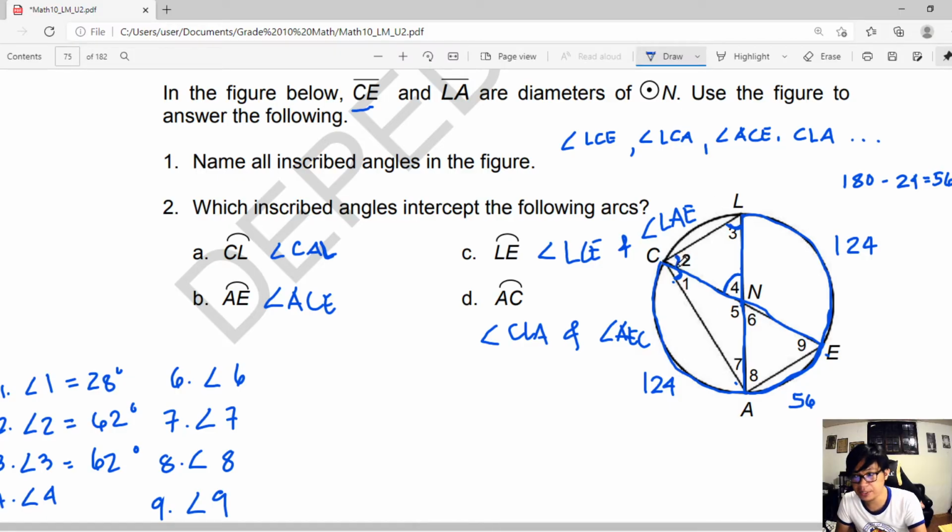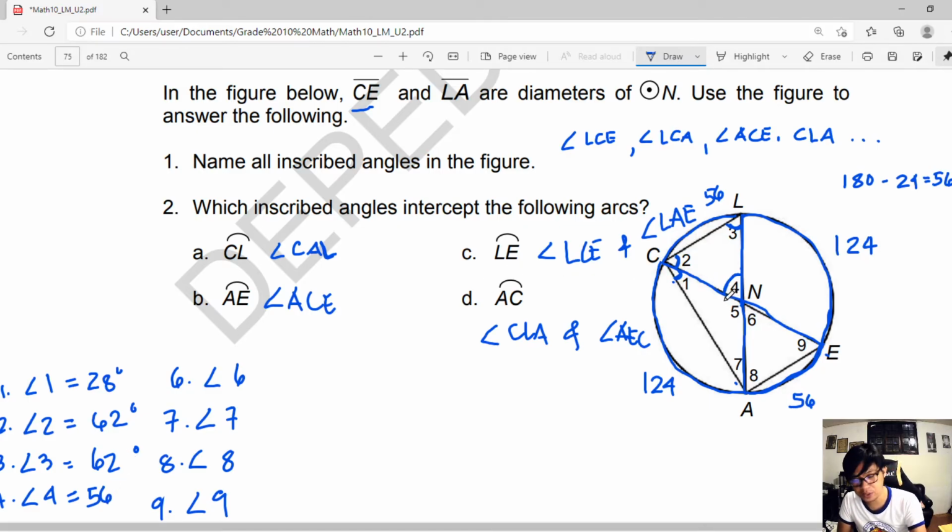Kung ma-remember nyo, di ba, equal yung measure. So, ibig sabihin, hanapin lang muna natin ang measure nito. Ano bang measure nito? So, ito siya, semicircle, 124. So, the measure of this one is 56. So, ibig sabihin, ang measure ng 4 natin is also the same with its intercepted arc. So, since 56 ito siya dito, the measure of angle 4 is also 56.